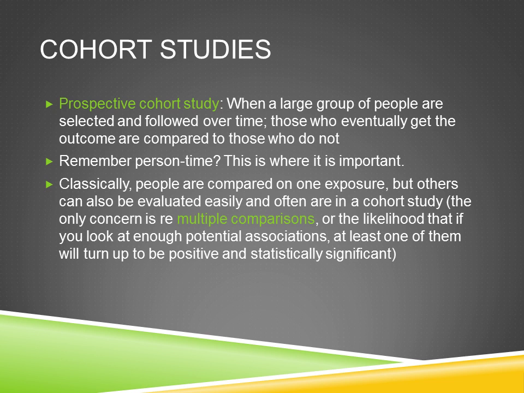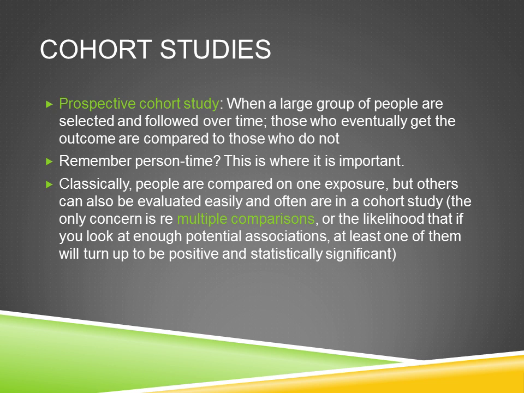Moving on to cohort studies. So prospective cohort studies, which is kind of the classical kind, are when a large group of people are selected and followed over time. And then those who eventually get the outcome are compared to those who do not get the outcome. You remember in the first class, we talked about person time, and I showed that graph of like 5 or 6 guys that we followed, and some of them had an MI, and some of them moved away or died of something else, and some of them we followed the whole time and they didn't have an MI. Cohort studies are where person time is important.